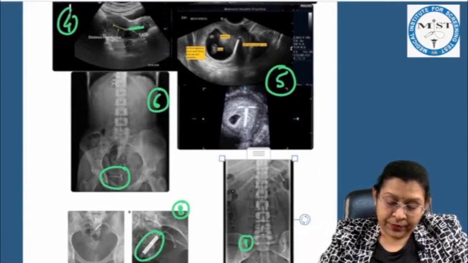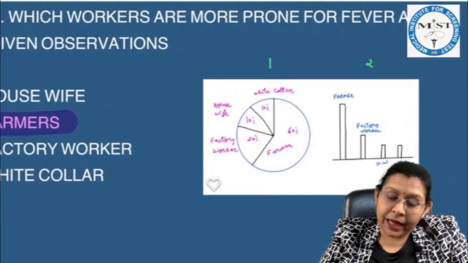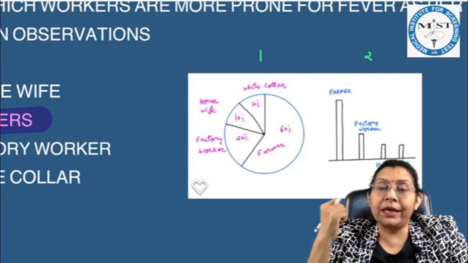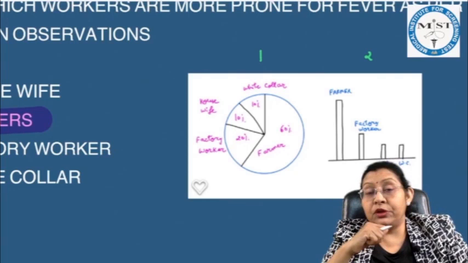The next question is, which workers are more prone to fever in the given observation? Now, this diagram I had prepared with the information which I collected from the students, and a pie chart and a bar chart were given. And we know that the pie chart and the bar chart are qualitative data presentation methods where we don't require any calculation. By simple observation, we can assess which value is more.